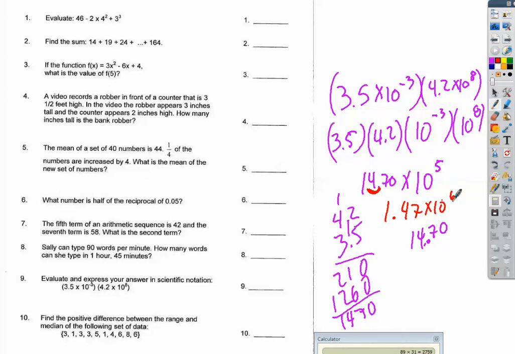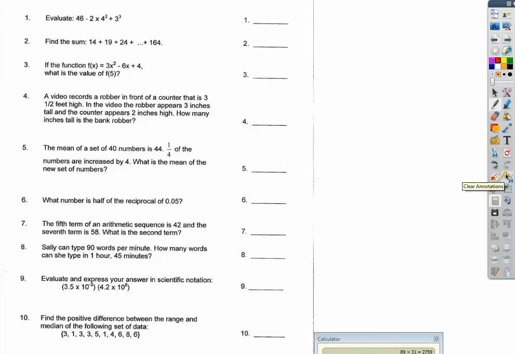All right, number 10. Number 10 asks us to find the positive difference between the range and the median of the following data set. Well, if I need a median calculation, I better write them in order. So I have 1, 1, and if I don't cross them out here, I'm going to miss them. How many 3s? I have 3 3s. 1, 2, 3. 1, 2, 3. I have 1, 5. Oh, I have a 4. I have a 5. I have a 6. I have a 6 and an 8.